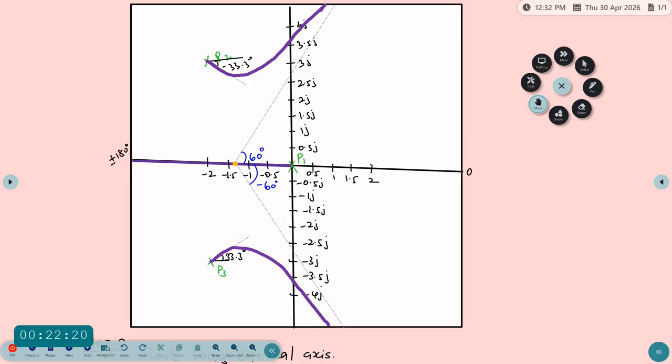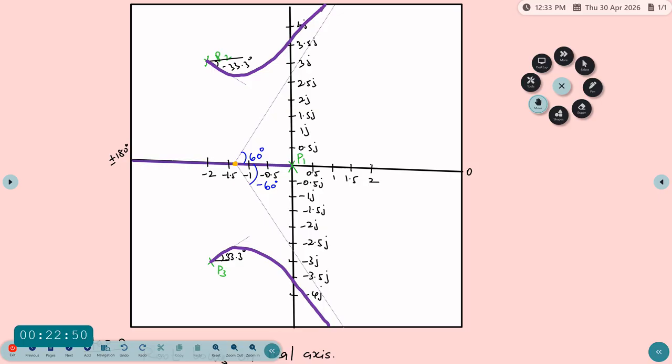Then step number 6 is the crossing point on the imaginary axis. For this, we need to take the characteristic equation again, substitute s equal to j omega, then separate the imaginary term and the real term. From the imaginary term, we found the crossing points where the imaginary axis value is equal to plus 3.6 and minus 3.6. Yes, we marked that plus 3.6 and minus 3.6.